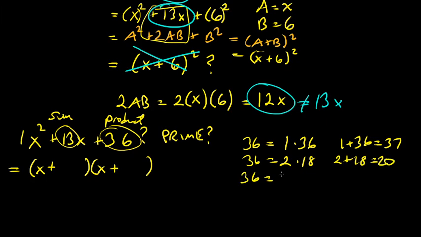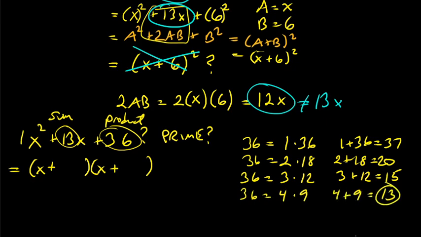So what if we divide by 3? 36 divided by 3 is 12. And 3 plus 12 is 15. Close, but it's not 13. Okay, so divide by 4. 36 divided by 4 is 9. 4 times 9 is 36. Now what's 4 plus 9? There we go, 13. We got it.